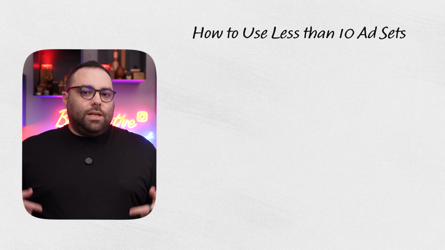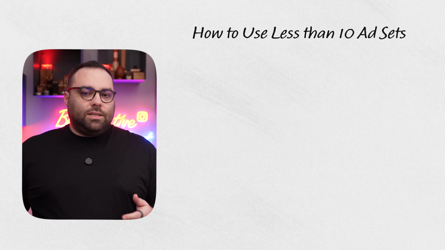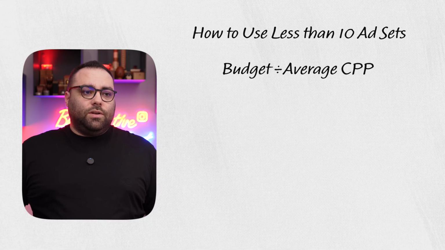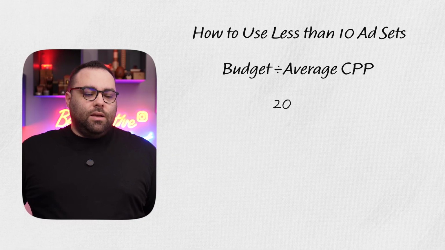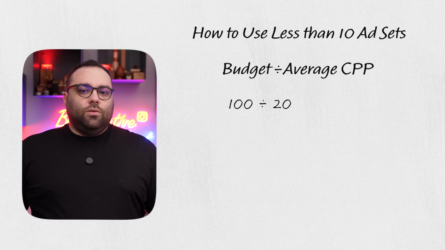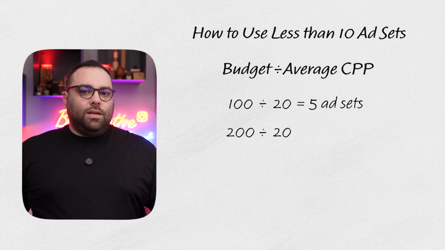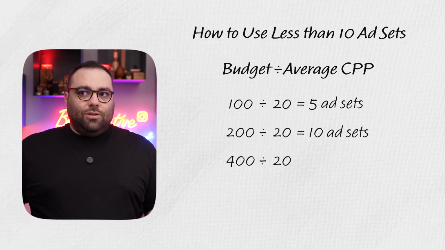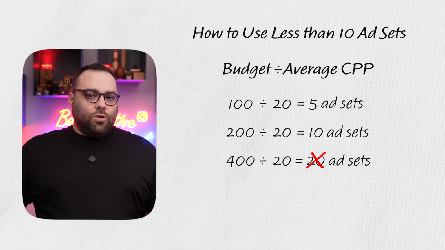In order for you to use less than 10, you're doing what we have discussed. Average cost per purchase, you take it, divide the budget by the average cost per purchase. For example, if you have a cost per purchase of 20 and you're putting a budget of 100, then you're going to do 5 ad sets. If you put 200, you're going to do 10 ad sets. But if you put 400, it looks like you have to do 20 ad sets. No, you're not going to do that.